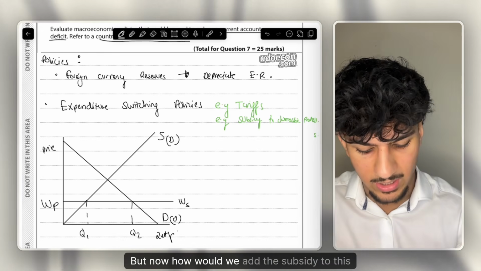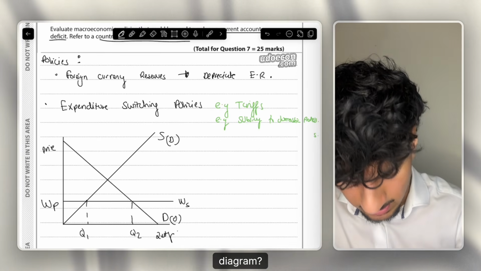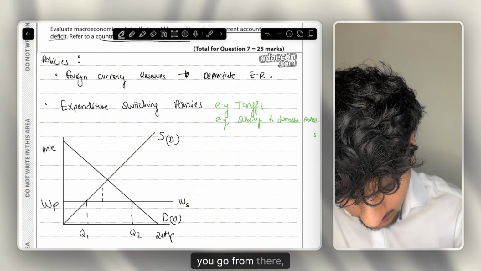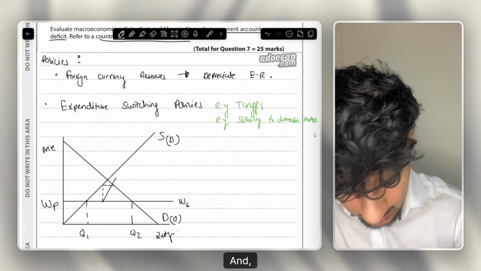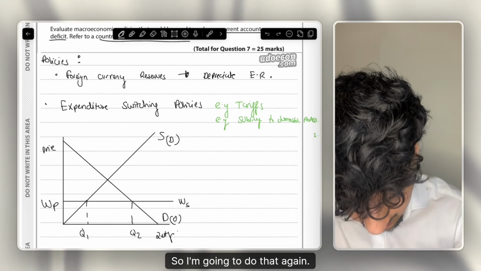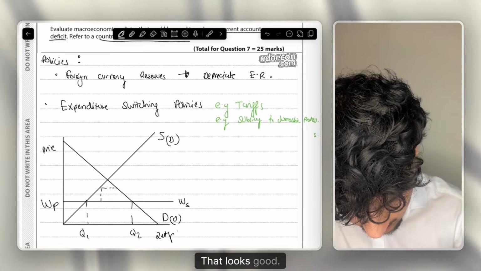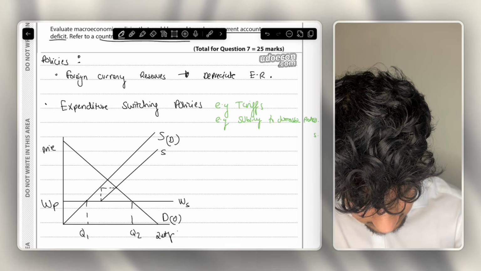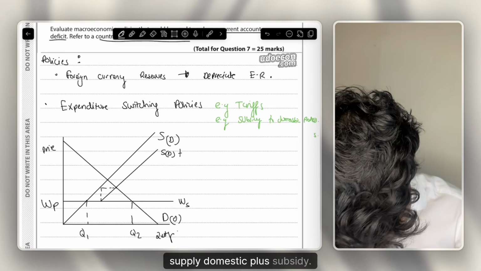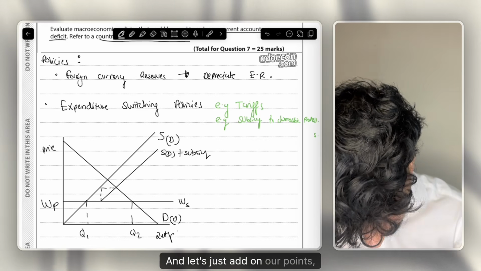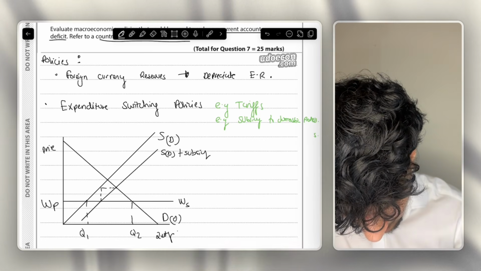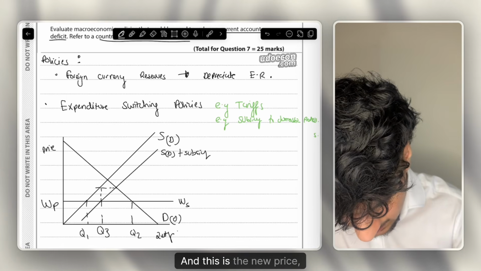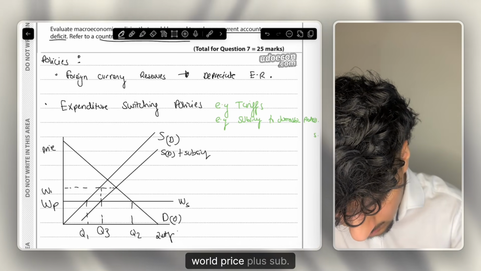But now, how would we add the subsidy to this diagram? It looks something like this. You just pick a random quantity and go from there. That is not a good point, so I'm going to do that again and go a bit wider. That looks good. Make sure it's perpendicular, and this would now be S supply domestic plus subsidy. Let's add our points. Just going to extend that out. That is now Q3, and this is the new price, world price plus subsidy.